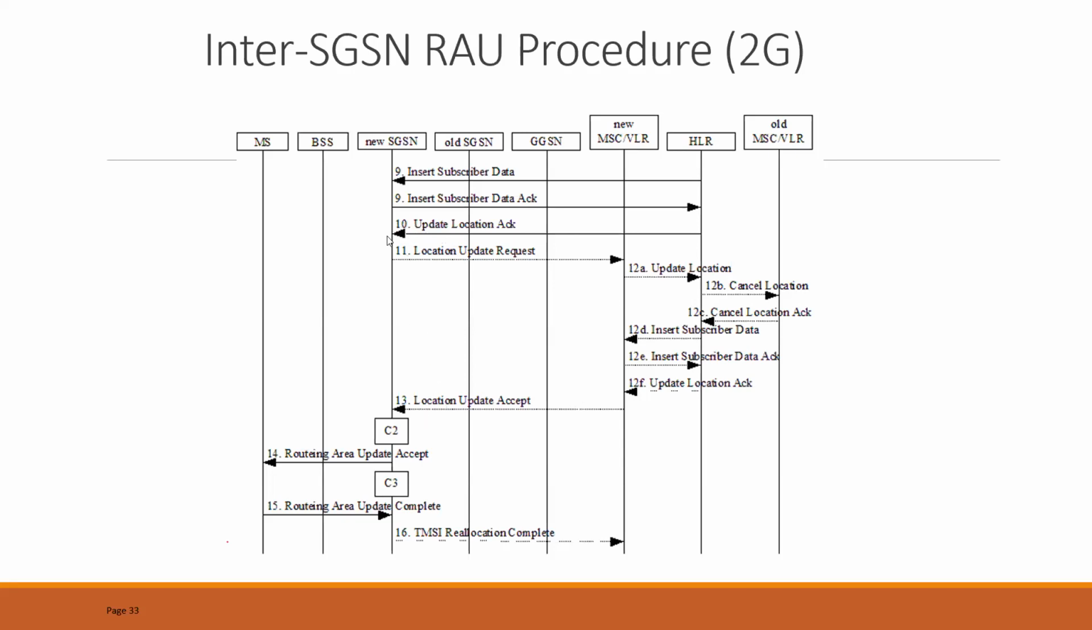So purely from a packet core point of view, once your update location has been acknowledged, the SGSN is going to send a routing area update accept message to your MSISDN. It will allocate a new P-TMSI, and then the handset is going to send a routing area update complete message indicating the routing area update has been completed.